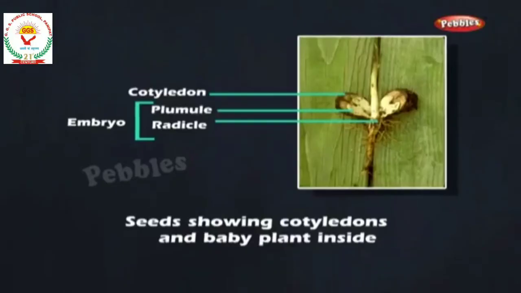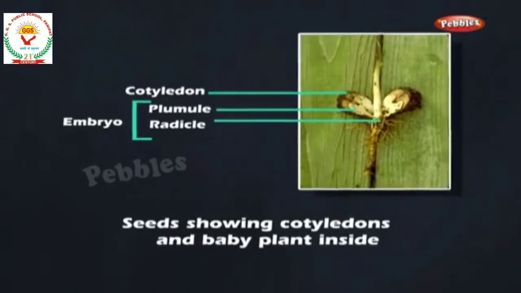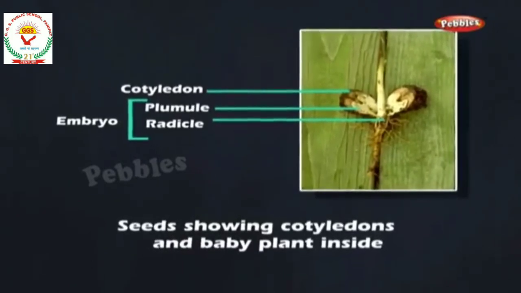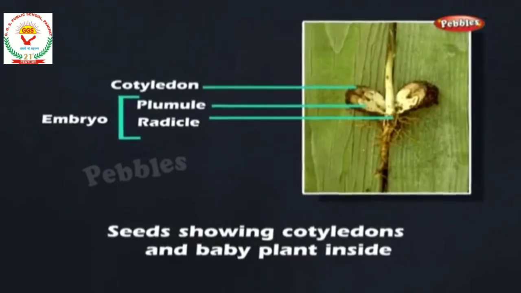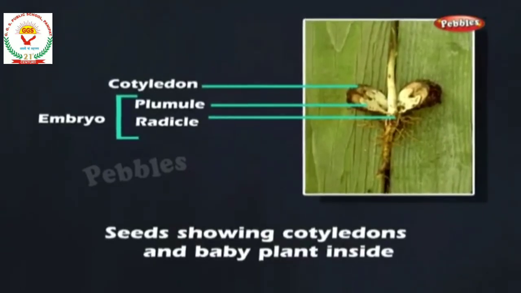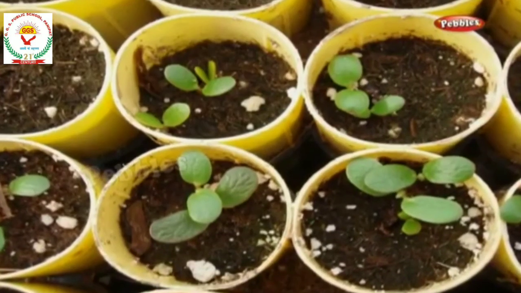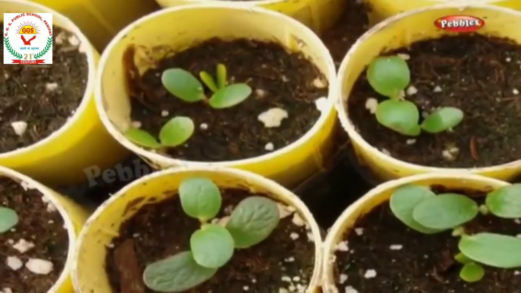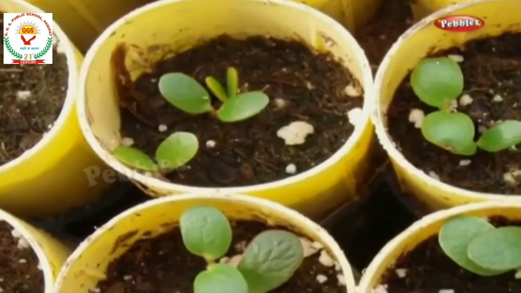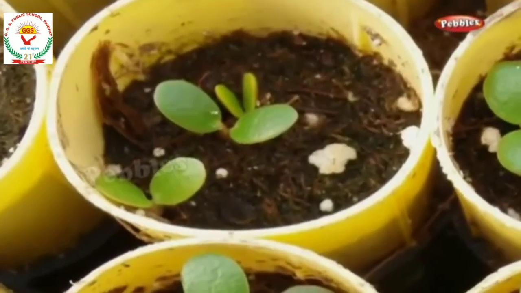The seed. All seeds contain a baby plant called the embryo. The embryo contains the plumule, which grows into the shoot, and the radicle, which grows into the root. The seed leaves or cotyledons contain food for the baby plant. Generally, a seed coat protects the seed.